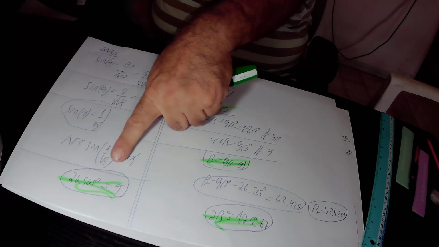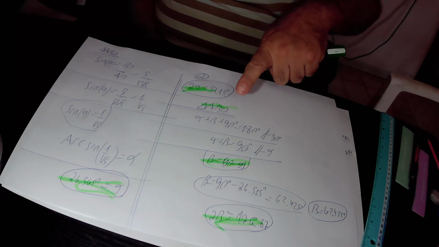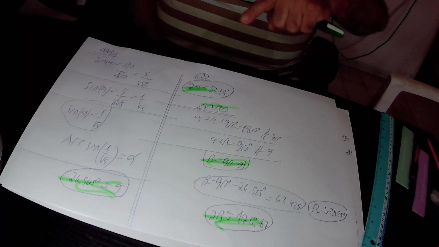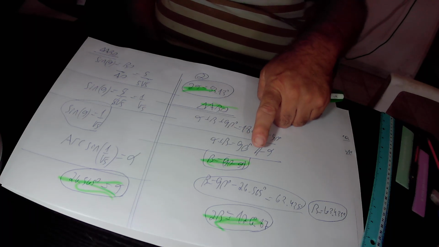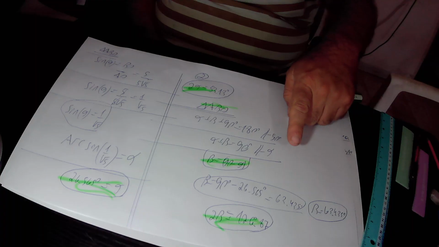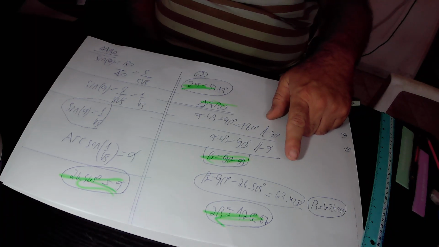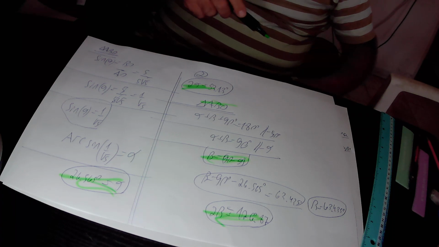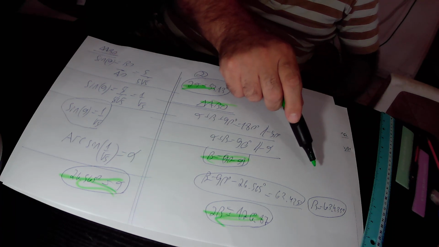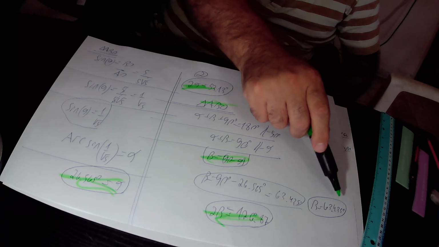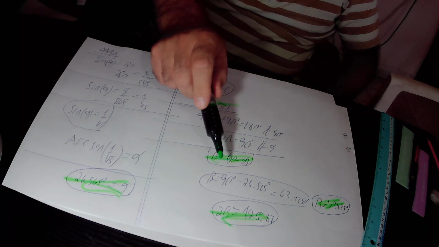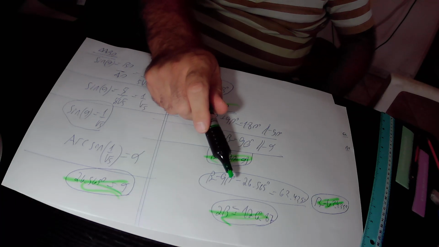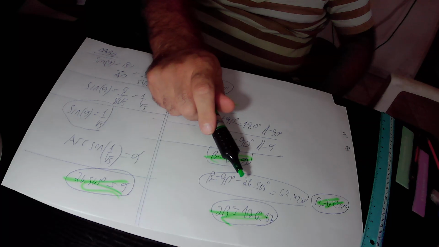Alpha equals 26.565, and therefore beta equals 90 degrees minus 26.565 degrees, which is equal to 63.435 degrees. So in total, we find out that angle beta equals 63.435 degrees in size. And therefore, 2 beta must be equal to 2 times 63.435, that is 126.87 degrees in size.